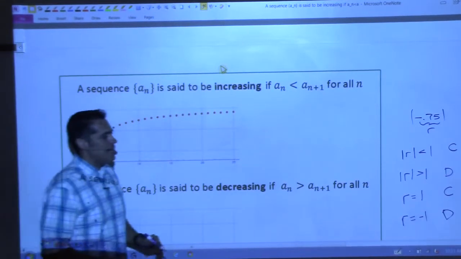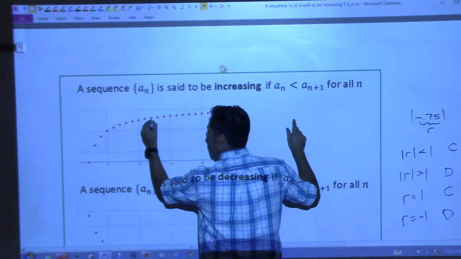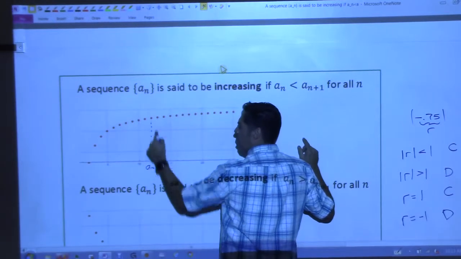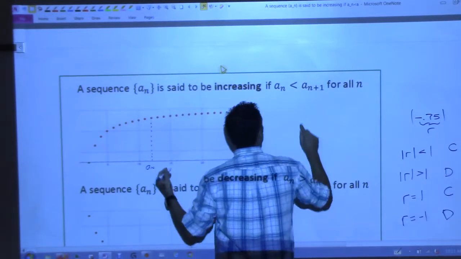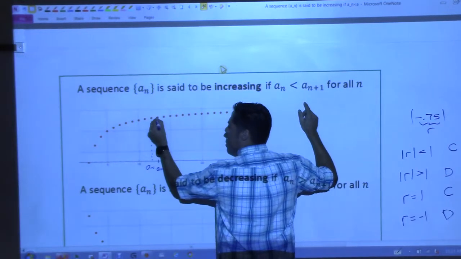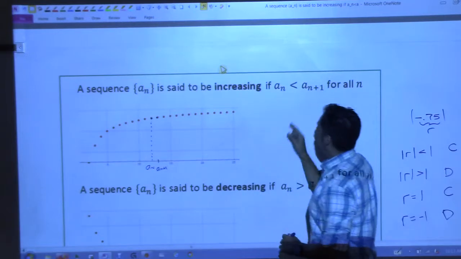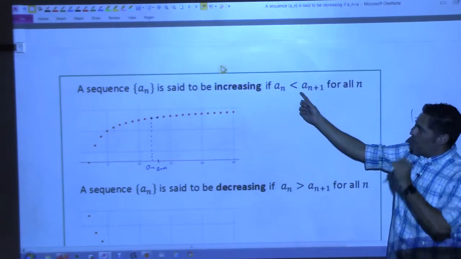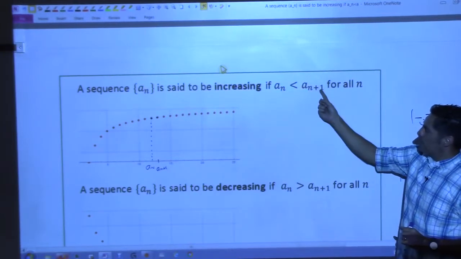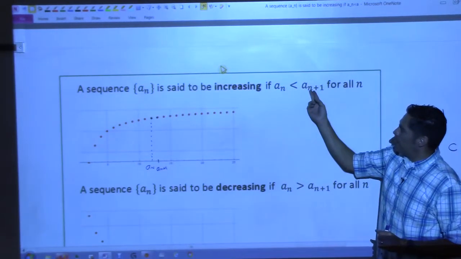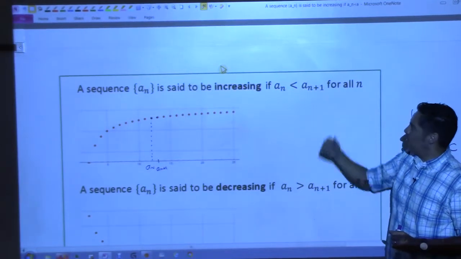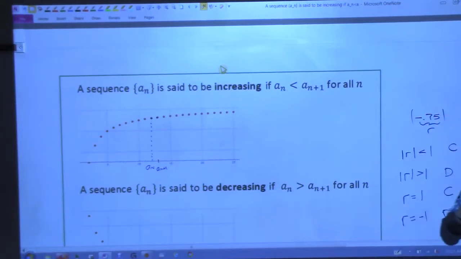But technically what that means is this: if you go out here and you pick some point in the sequence, let's say that's a sub n, you plug in whatever n is and you get that point, right? The next one next to it is a sub n plus 1. That one should be slightly higher than this one, right? And that's what this inequality is saying. To be increasing, a sub n has to be smaller than a sub n plus 1. This one in front has to be lower than the one to the right of it. That's what you need to be increasing.